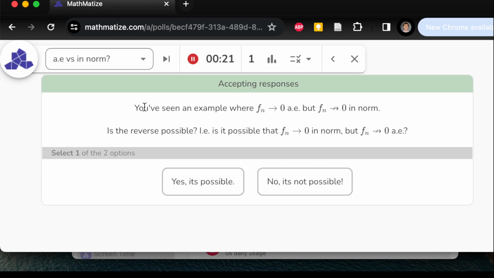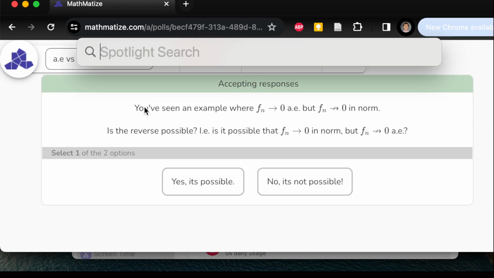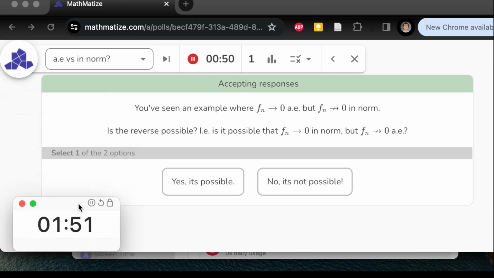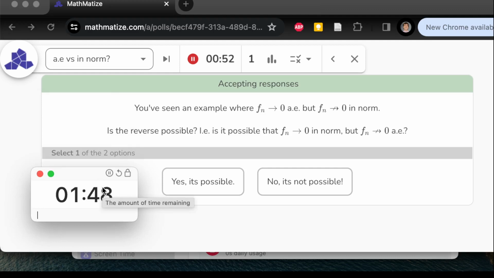And again, this is one just based on vibes. What do you think? Can you try to think of an example where it's converging in norm, but it is not converging almost everywhere? That's what you're going to do. Can you think of such an example? I'll give you, I guess, 2 minutes to brainstorm an example before I tell you. The trick here is that we need the set where they disagree to have measure greater than 0. What's the definition of convergence in norm again?